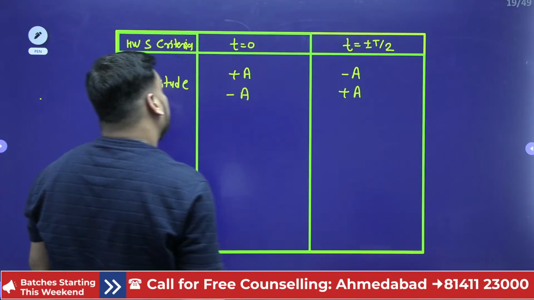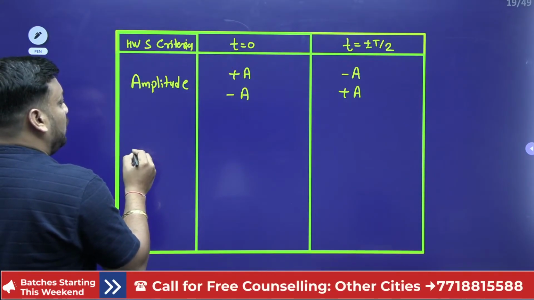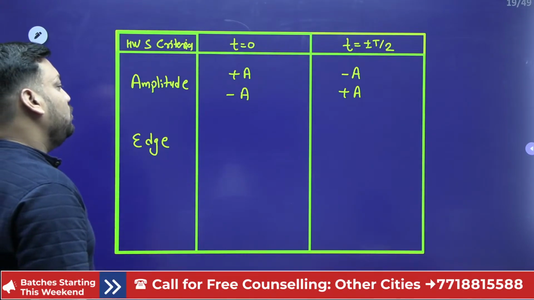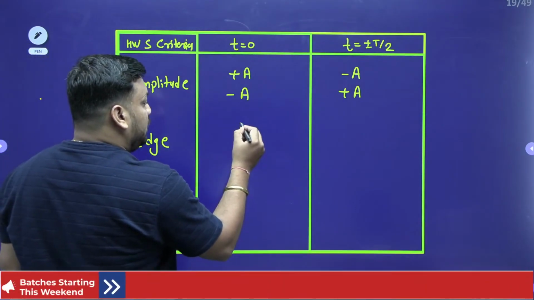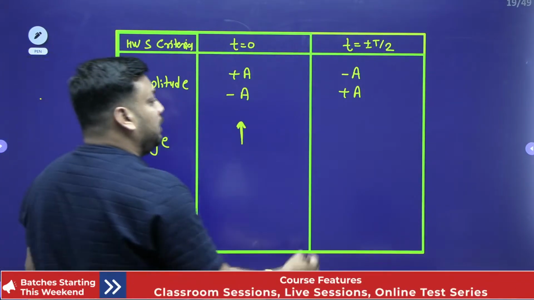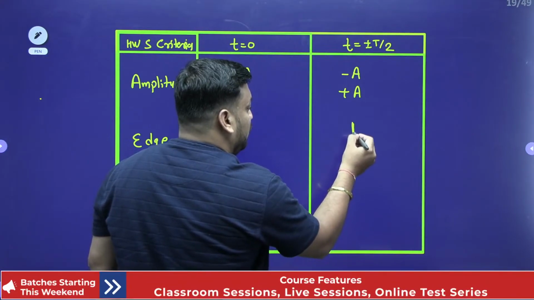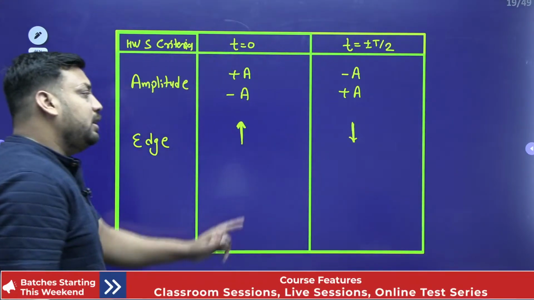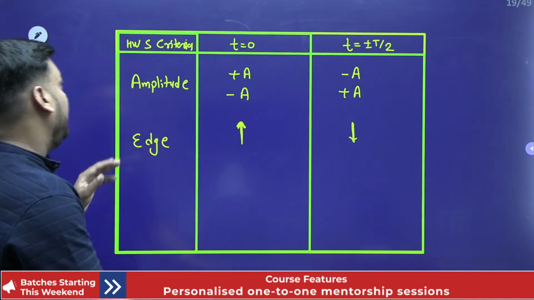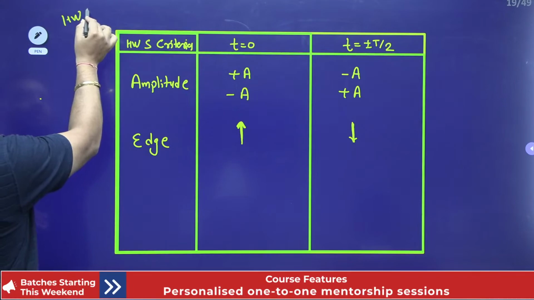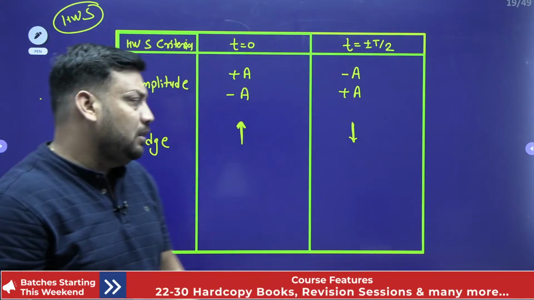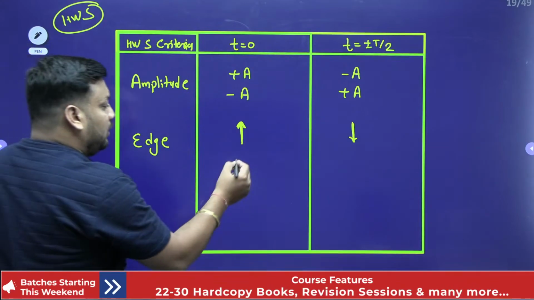A. Now, students, if I talk about the edge criteria, what is the edge criteria? At T equal to 0, if the signal has the positive edge of A amplitude, then at T equal to plus minus T by 2, the signal should have the falling edge. If the falling edge and this rising edge are satisfied, then we will say that the signal is an HWS signal. Students, first of all complete this table, after that I will give you multiple examples. So, all the criteria will be clear to you.